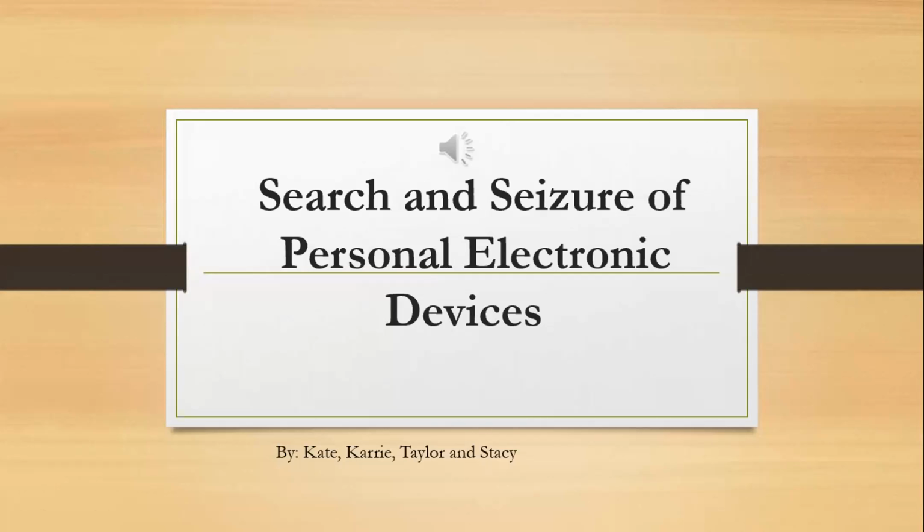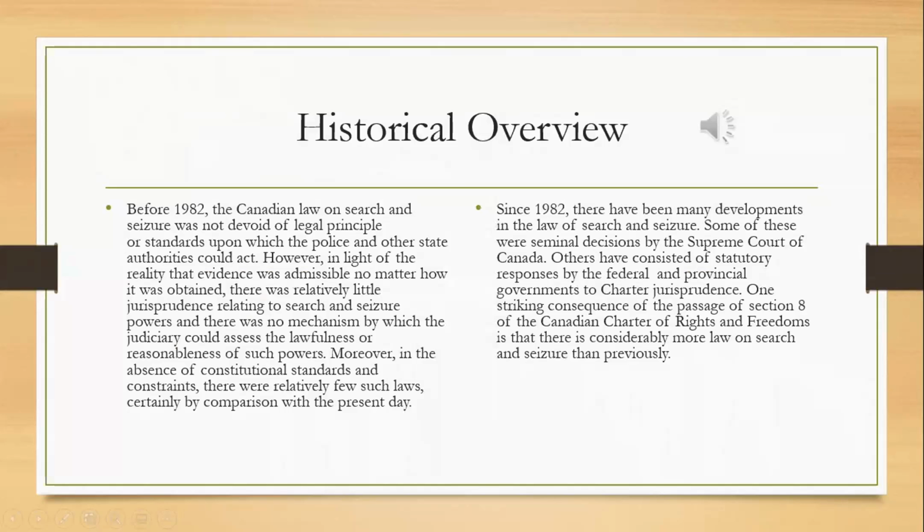Search and Seizure of Personal Electronic Devices, by Kate, Carrie, Taylor, and Stacy. Historical overview. Before 1982, the Canadian law on search and seizure was not devoid of legal principle or standards upon which the police and other state authorities could act. However, in light of the reality that evidence was admissible no matter how it was obtained, there was relatively little jurisprudence relating to search and seizure powers, and there was no mechanism by which the judiciary could assess the lawfulness or reasonableness of such powers.